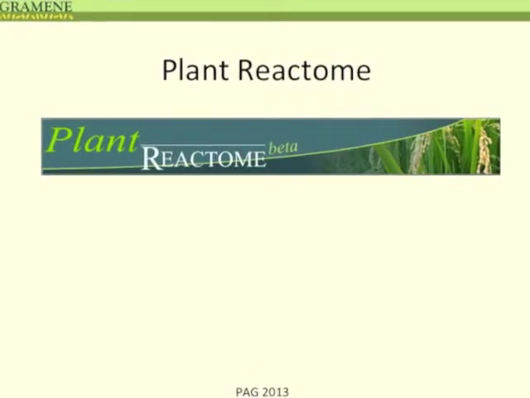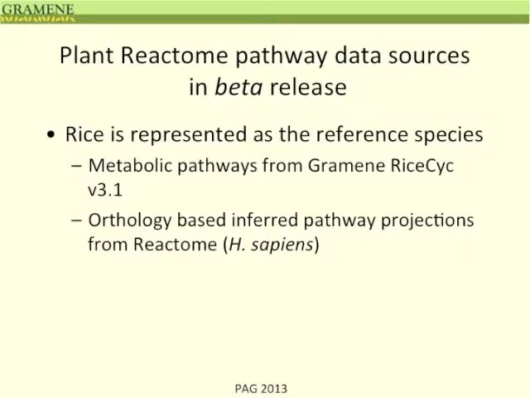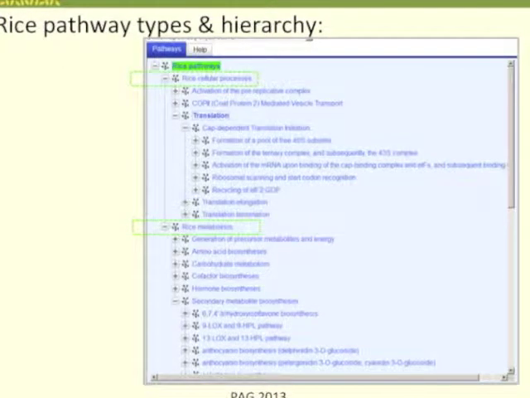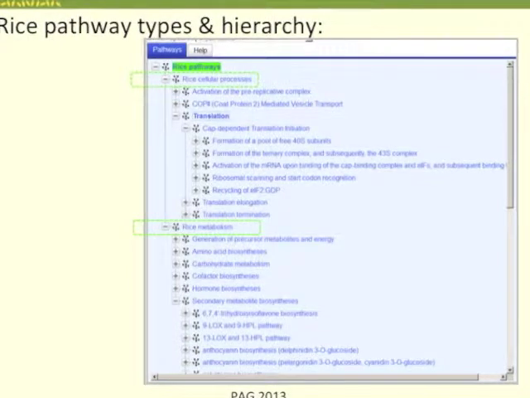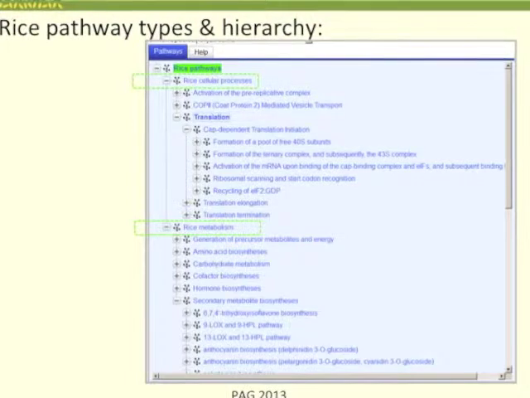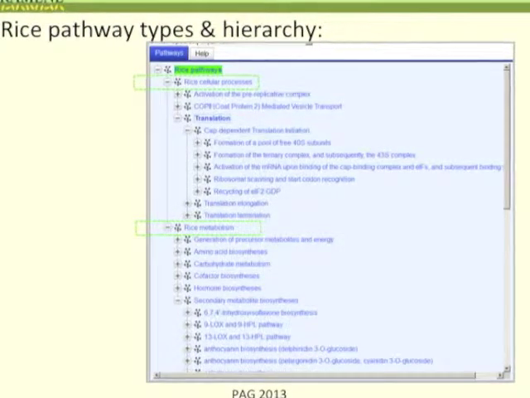Now we'll turn our attention to the Gramene project's implementation of the Reactome platform, the Plant Reactome. Our pathway data for this initial release represents Oryza sativa. Our sources for this data come from the Gramene version of RiceCyc, release 3.1, and also orthologically based pathway projections from Homo sapiens in the human Reactome project. Our initial rice pathway data is organized into two main groups: rice cellular processes, or regulatory pathways, and rice metabolism, containing metabolic pathways.